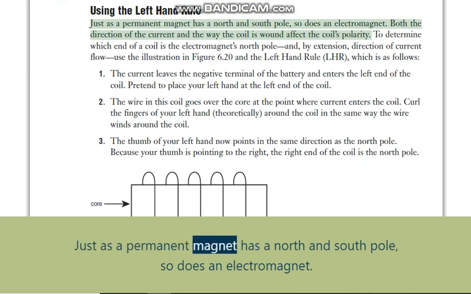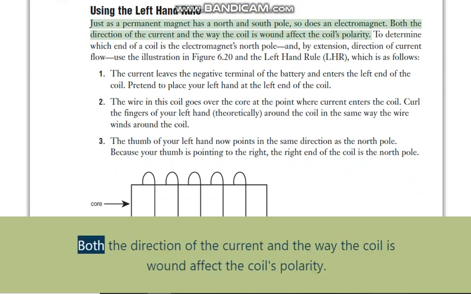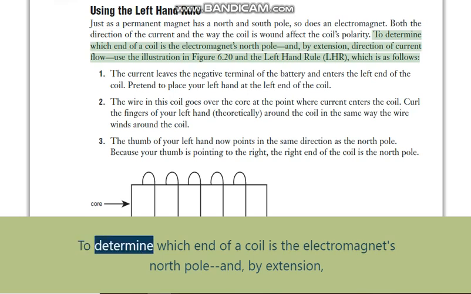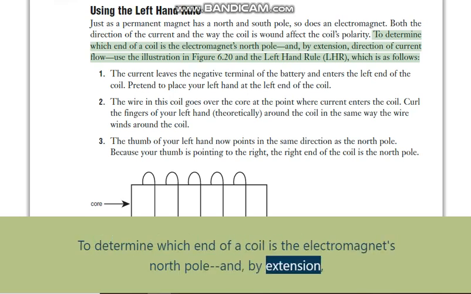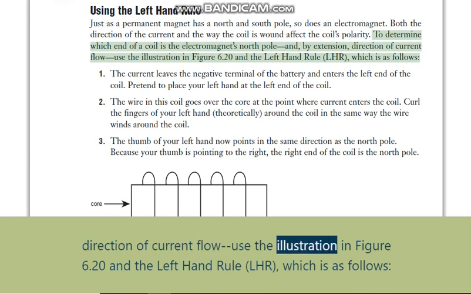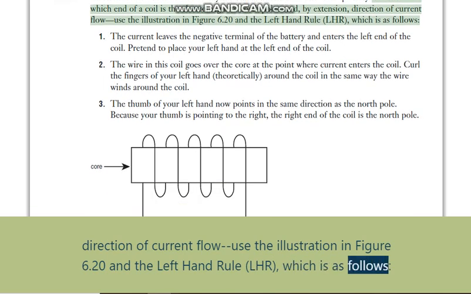Just as a permanent magnet has a north and south pole, so does an electromagnet. Both the direction of the current and the way the coil is wound affect the coil's polarity. To determine which end of a coil is the electromagnet's north pole and, by extension, direction of current flow, use the illustration in figure 6.20 and the left-hand rule, LHR, which is as follows.